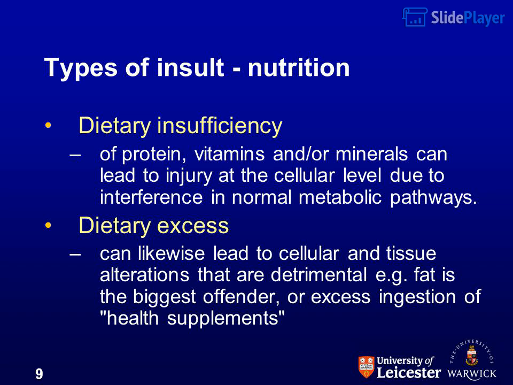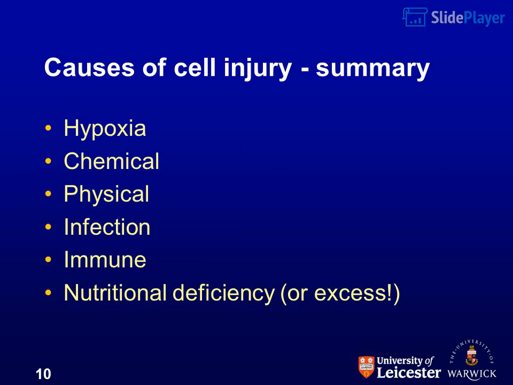Types of insult: nutrition. Dietary insufficiency of protein, vitamins and/or minerals can lead to injury at the cellular level due to interference in normal metabolic pathways. Dietary excess can likewise lead to cellular and tissue alterations that are detrimental. For example, fat is the biggest offender, or excess ingestion of health supplements. Causes of cell injury. Summary: hypoxia, chemical, physical, infection, immune, nutritional deficiency, or excess.